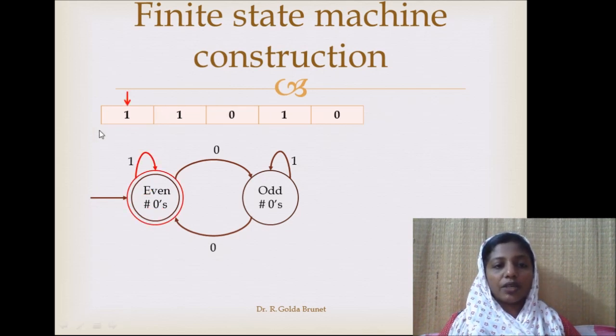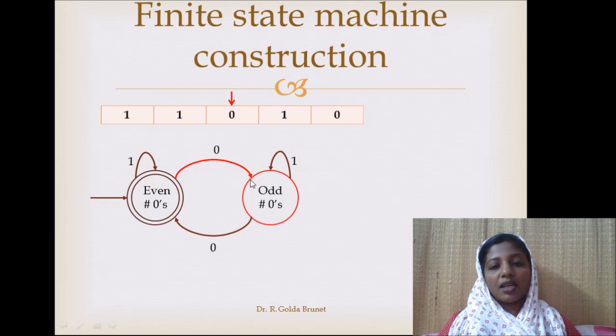Now let's see how this machine works for this input. Before we start reading the input, we are here. This is the input pointer, and we will be in the starting state, which is indicated by this red mark. Now we scan the first input and it is 1. We are in the state and we are getting 1 as input, and we transit back to the same state because we are bothered only about the zeros. The next input is also 1, so from this state, I will make the transition back to the same state for the input 1. The next input is 0. We are in this state and we are getting a 0 as input, so I have to transit to this state.